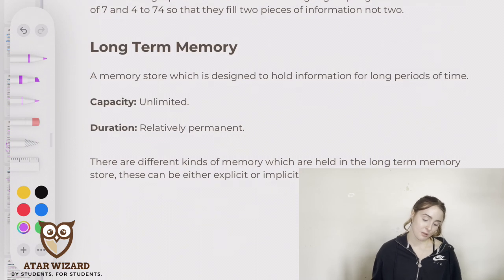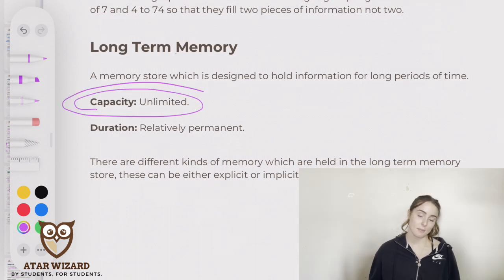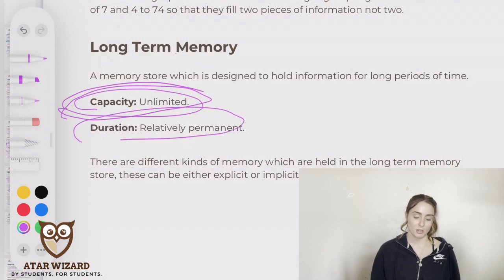Moving on to long-term memory. So the long-term memory is a memory store which is designed to hold information for long periods of time. So the capacity, the amount we can hold in the long-term memory, is potentially unlimited. The duration of the long-term memory is also relatively permanent. Now, we say relative because we can still forget things, and we know that people forget things. So although it can be permanent, you might not remember something that happened when you were a kid, or obviously there's things that you're not going to remember because your body doesn't prioritize those memories. So the duration is therefore relatively permanent.